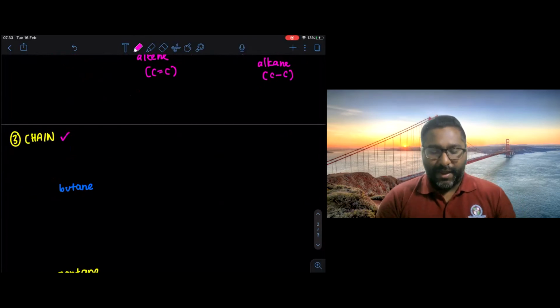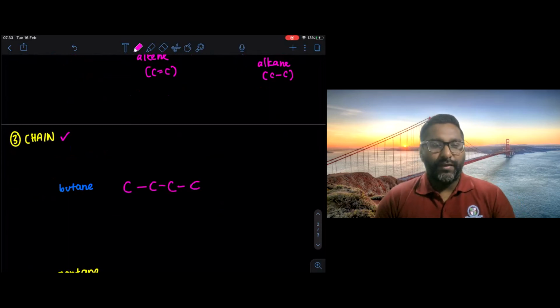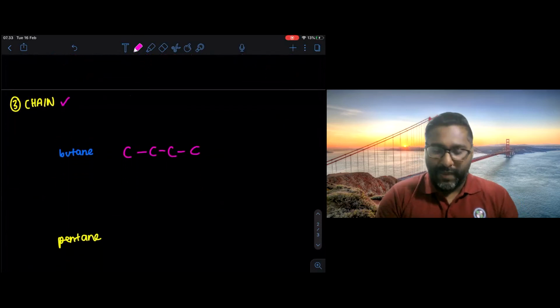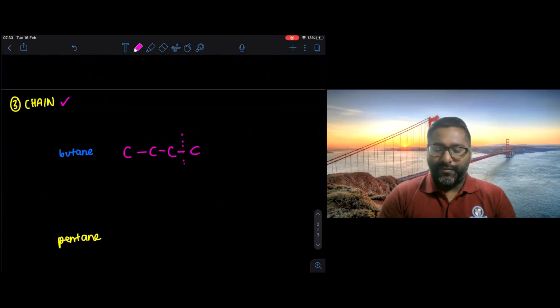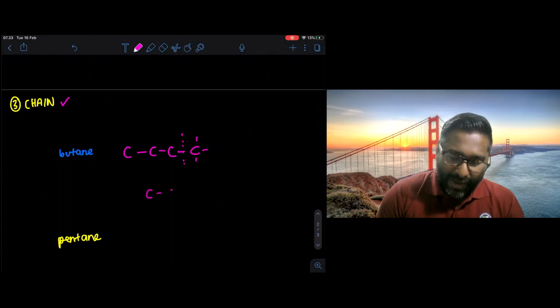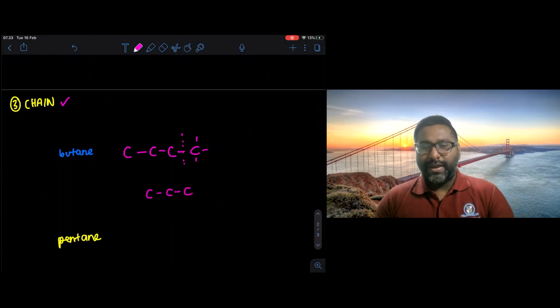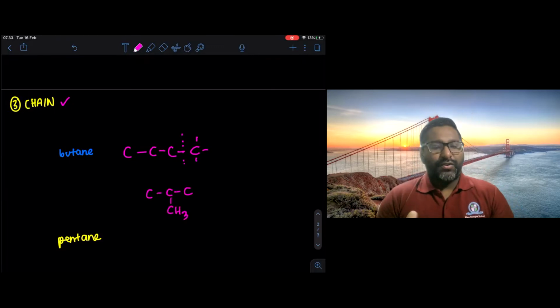For example, if I have butane, I draw butane with 4 carbons, all single bonds. If I break this, I'm going to have CH3. So this CH3, if I have only 3 carbons, I put it in the middle. Make sure, when you do chain isomer, you need to break and put it in the middle. You cannot put it at the side or at the end. It must be somewhere in the middle.